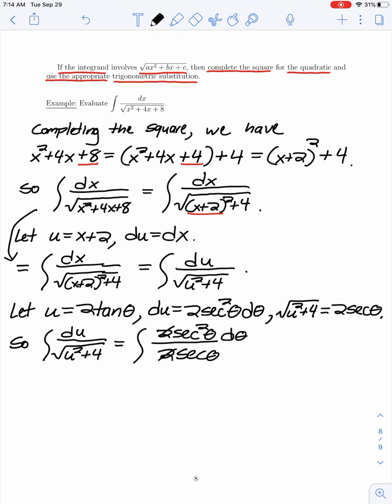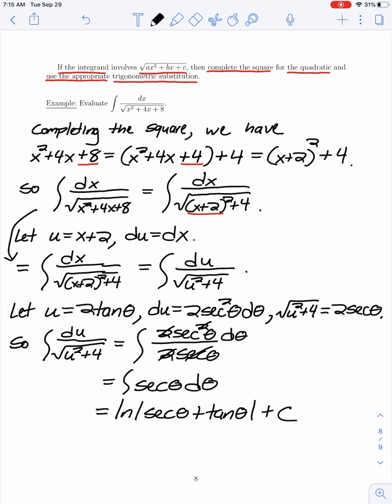So we can cancel a factor of 2, 1 factor of secant theta, and we're left with the integral of secant theta d theta, which is the natural log of absolute value secant theta plus tangent theta plus c. Since this is an indefinite integral, I can't forget my constant of integration.